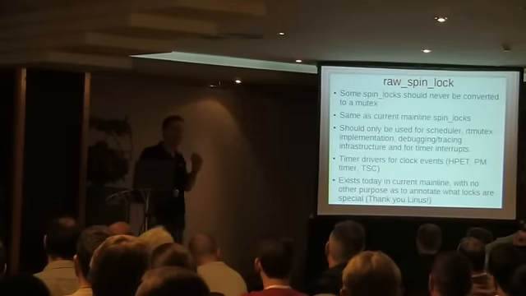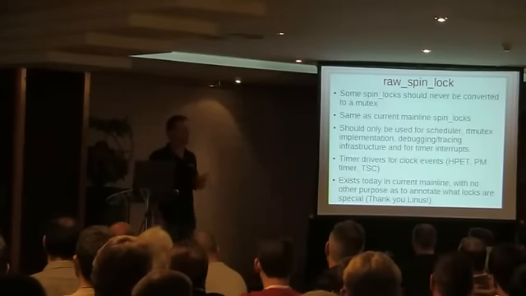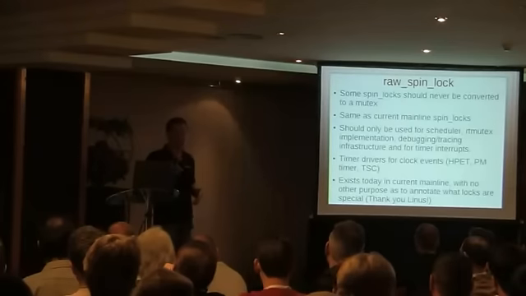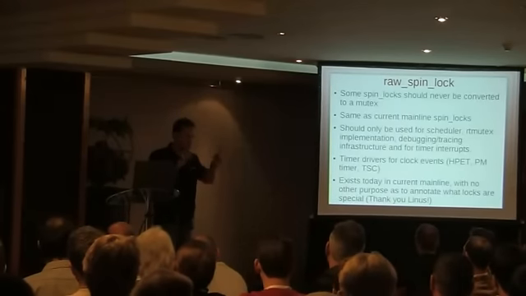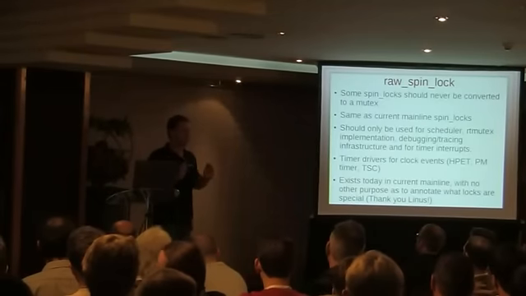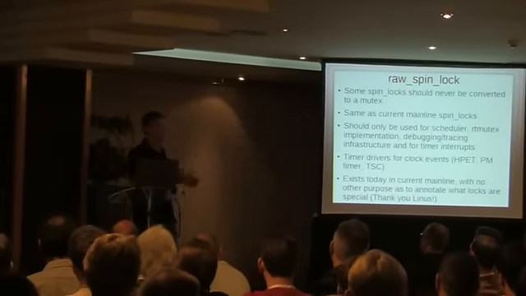But anyway, we decided that everything that needs to be a real lock is going to be called a raw spin lock, and everything else is going to be called a spin lock. So throughout the kernel, you'll see raw spin locks. In today's kernel, we actually have raw spin locks and normal spin locks, which in the mainline kernel are almost meaningless. They're basically the same thing.